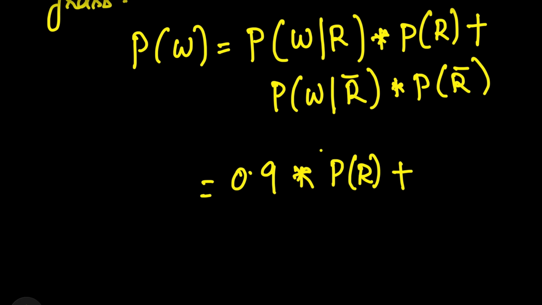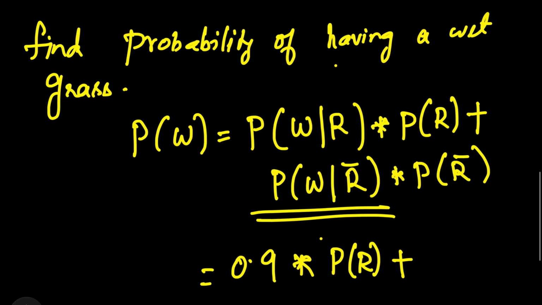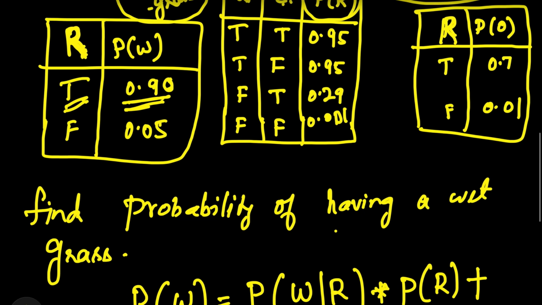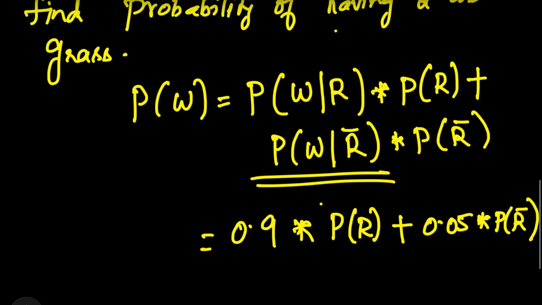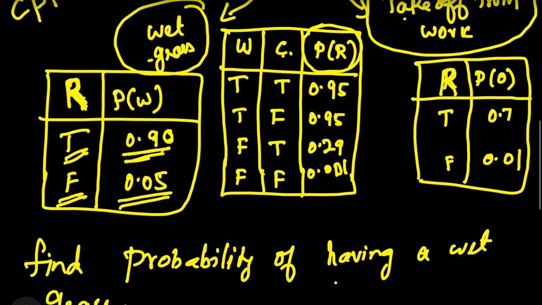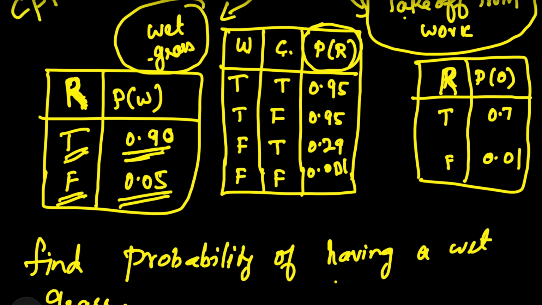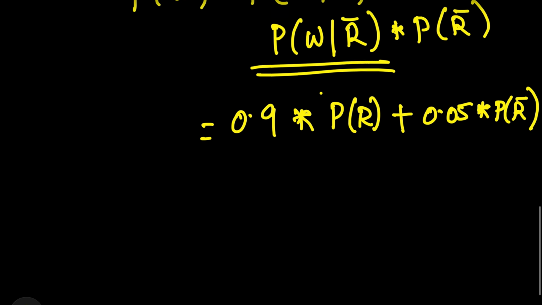And probability of wet given non-rainy, rain equals false. So rain equals false, so the probability is 0.05. So let me take it as 0.05 into P of negation of R. So here non-rainy is also dependent on W and C. We don't have the direct value of the probability. Since it depends on W and C, we have to do it separately.